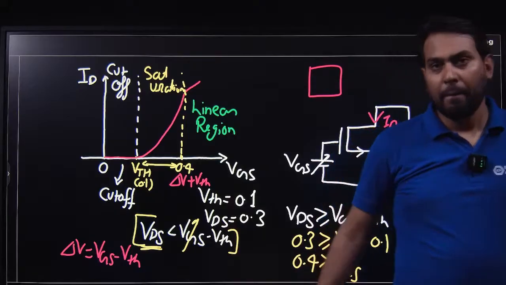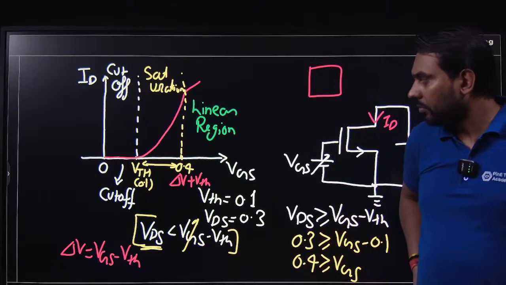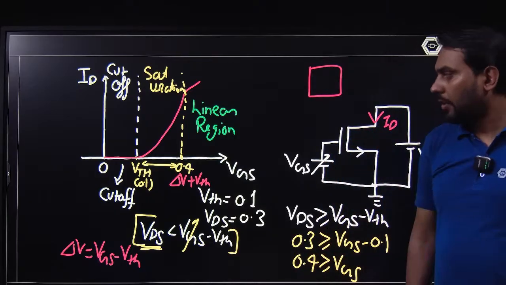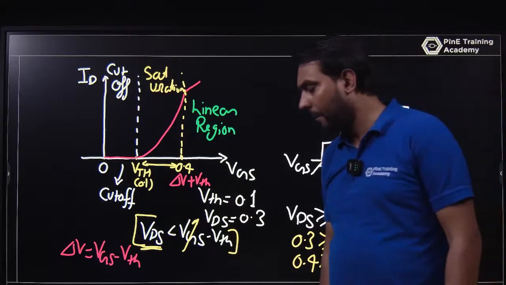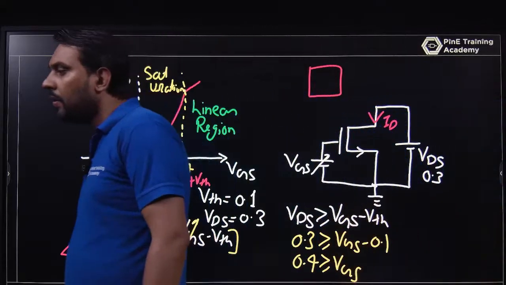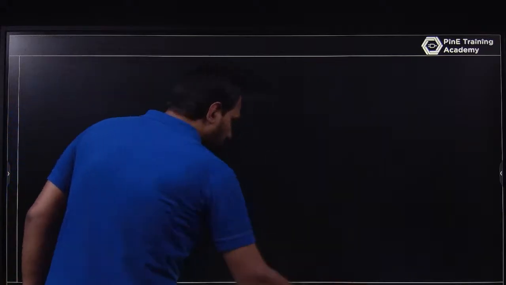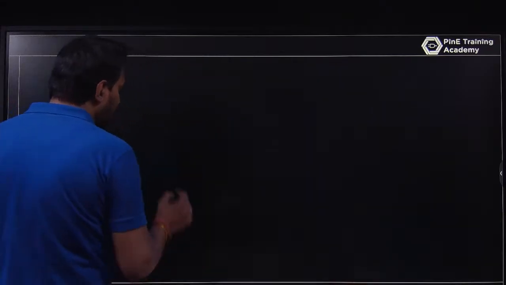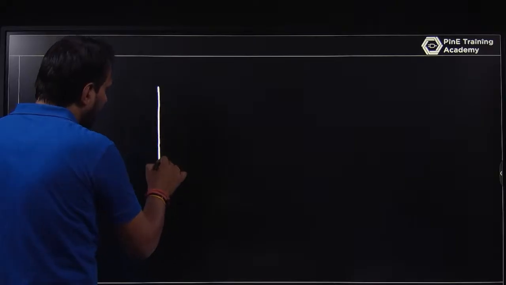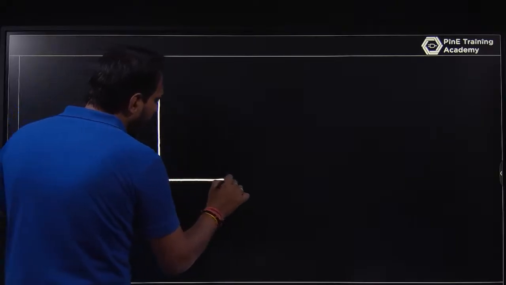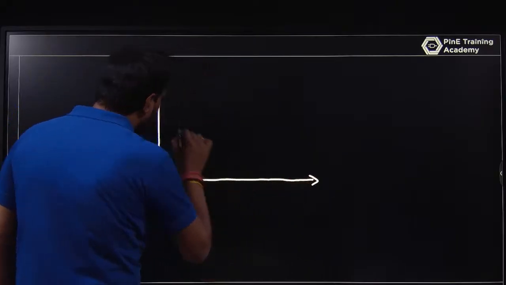Yes, is it okay? Yes, everyone. So this is the way you can understand ID versus VGS. Okay. Let's talk about different VDS. That is also very important, and let's talk about different W by L.